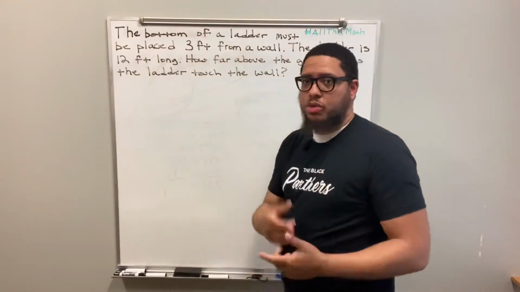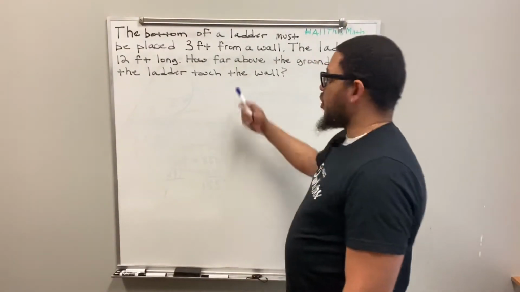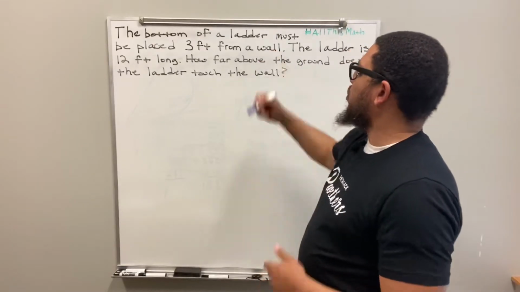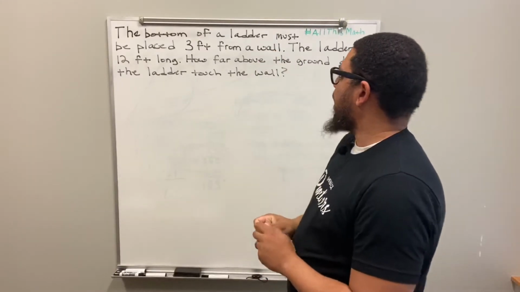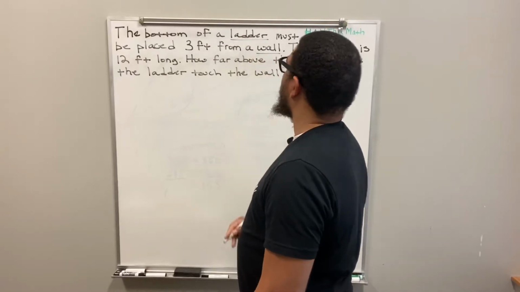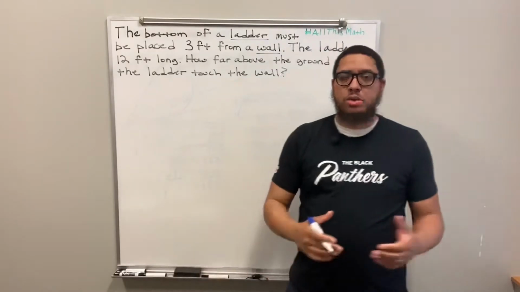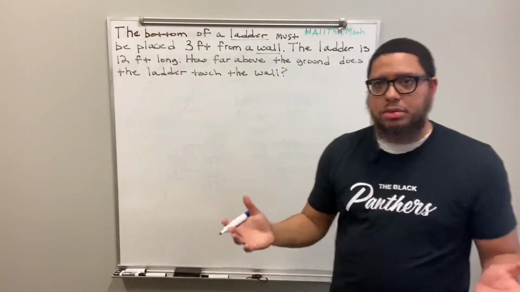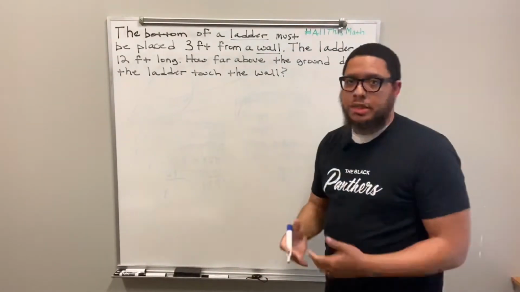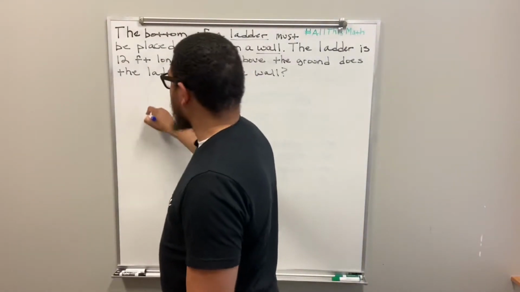So on your own paper, you should draw a picture. So I'm going to draw a picture. All right. We're talking about a ladder leaning up against a wall. So we got a ladder. We got a wall. And so this is what I'm going to do. I'm assuming that this ladder is going to be leaning up against the outside of a house. All right. It could be inside a house, but let's just assume it's leaning up against the outside of a house. So what I'm going to do is draw the outside of a house.